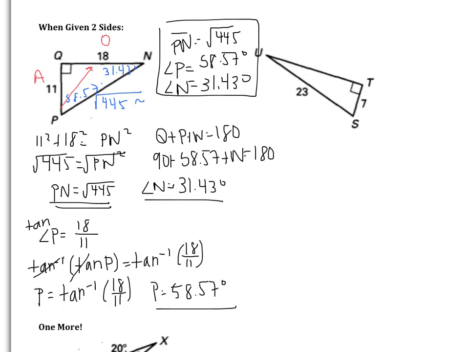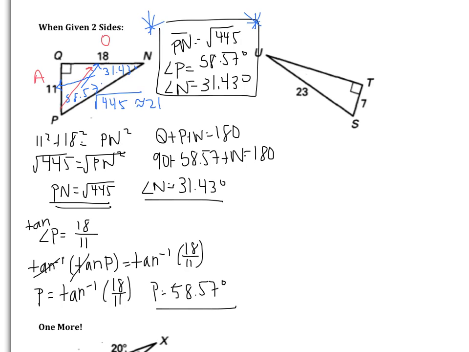Well, the square root of 445 is about 21. So my hypotenuse is the longest side in this case, so that's good. My smallest angle goes with my smallest side. 31 is the smallest angle, 11 is the smallest side. Middle angle goes with middle side. So my answers do make sense. So we have solved the triangle. We found all three sides, all three angles.